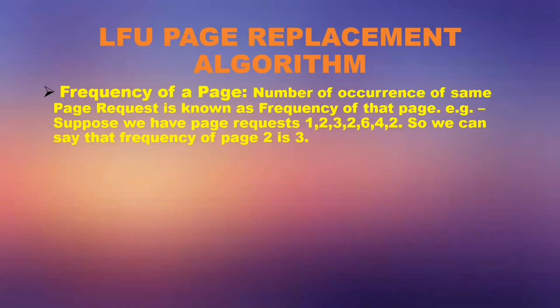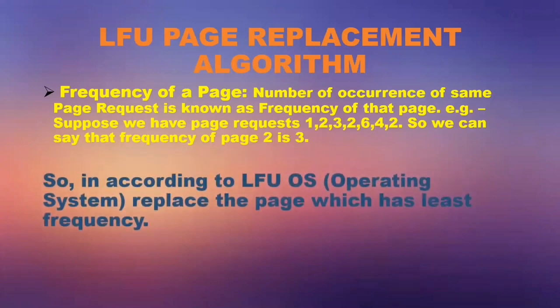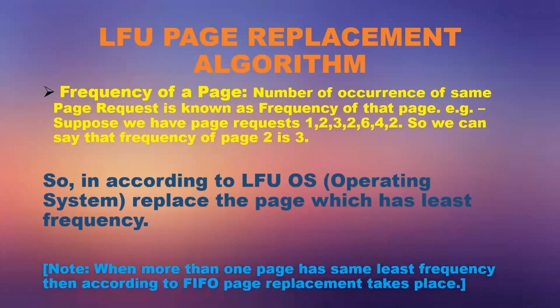What LFU page replacement tells is that, according to LFU, the operating system replaces the page which has the least frequency. So the page which has the least frequency will swap out from the RAM. And now here is an important fact: when more than one page has the same least frequency, then page replacement takes place according to FIFO. Okay, so suppose you have page A, page B and page C inside RAM.